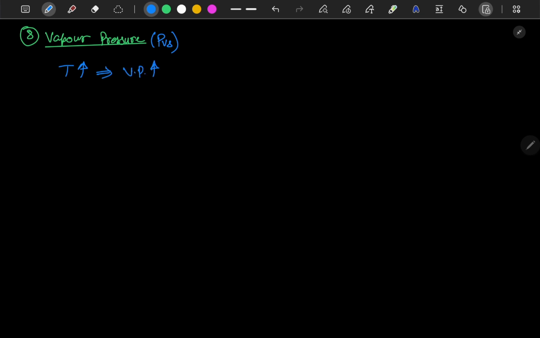Mercury, Hg, has the least vapor pressure due to its strong cohesive bond. This is the reason why mercury is generally used in thermometers.